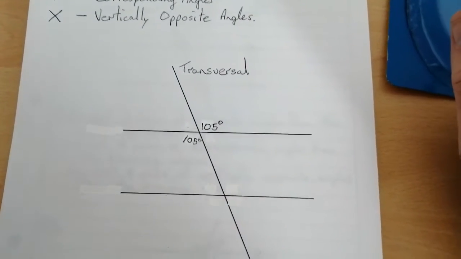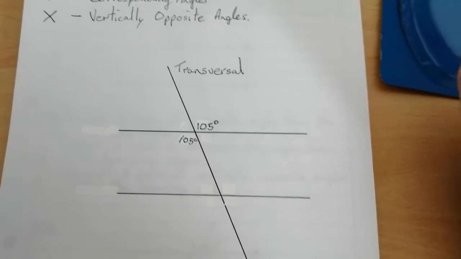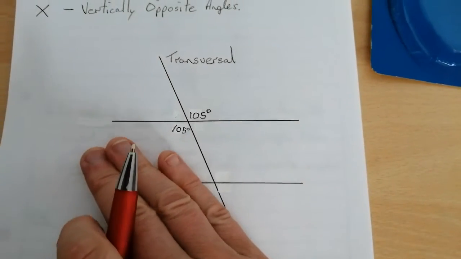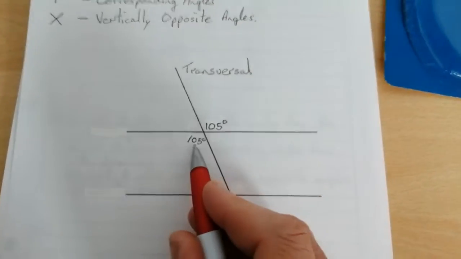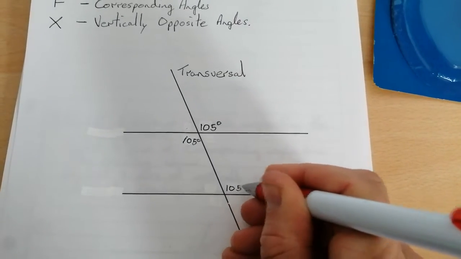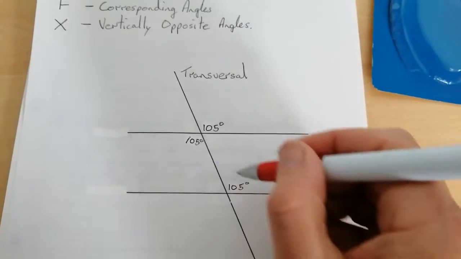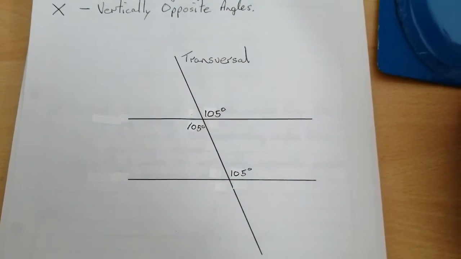Okay, next, and there's many ways you could do this, but next I might find a Z shape. So I might put my hand over that and cover that. I might go for this Z here, and I know that this 105 must be equal to this 105, because using the Z shape I found alternate angles which I know must be equal.